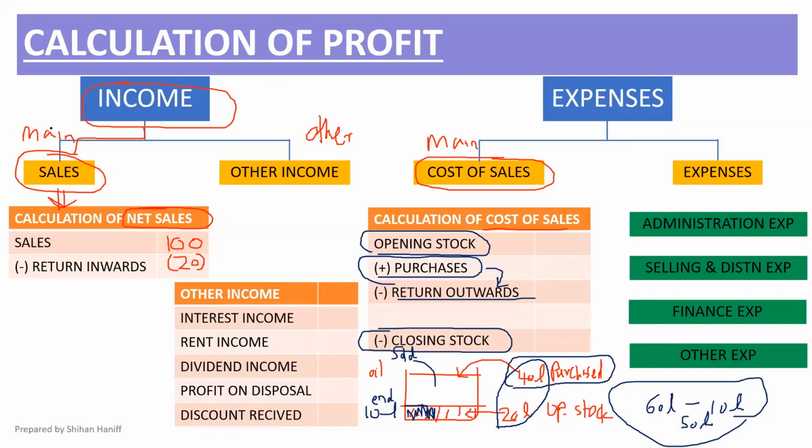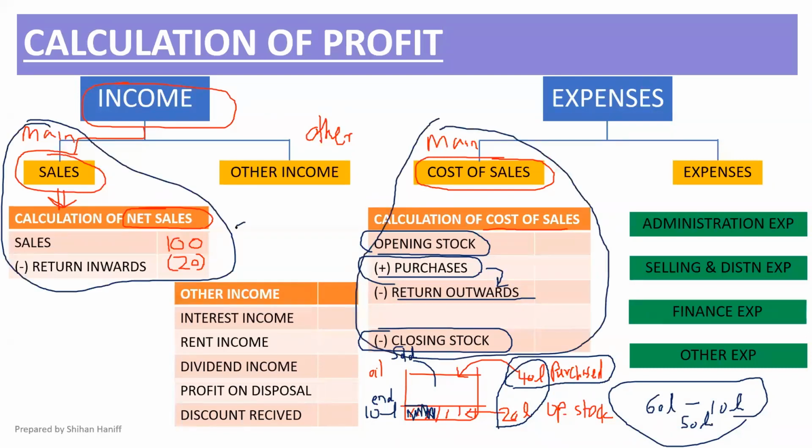So the main income of a business is sales. The main expense of a business is cost of sales. By comparing the sales and cost of sales, we calculate the gross profit. That is done through the trading account. And other than the sales, the business may have several other income.